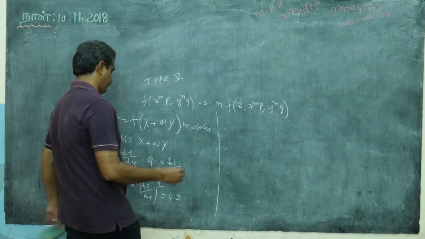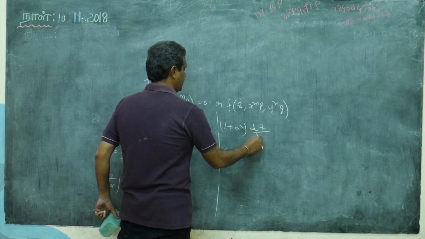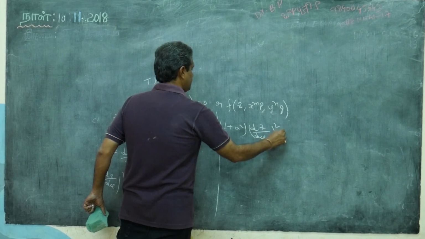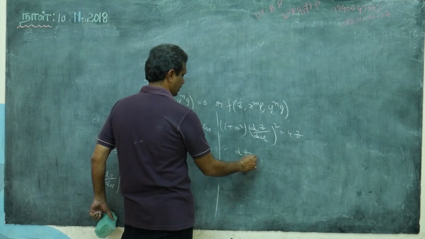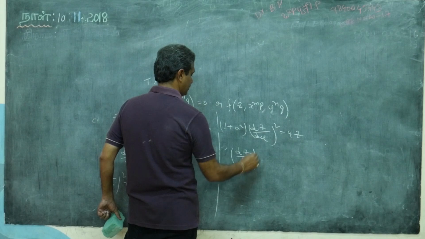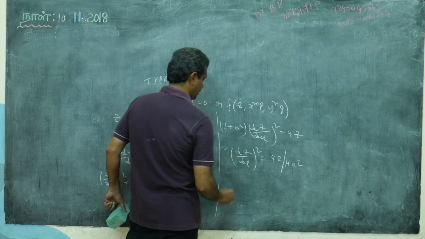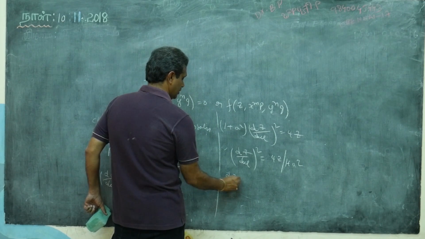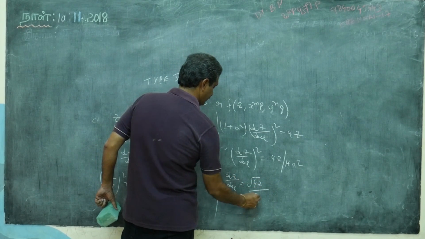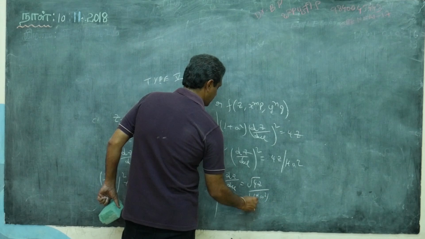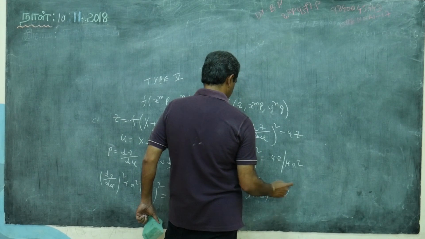What are you getting? 1 plus a square into dz by du whole square is equal to 4z. Then this becomes what? dz by du whole square is equal to 4z by 1 plus a square. Taking square root, what will you get? dz by du is equal to root of 4z by root of 1 plus a square. Now this implies what? Root 4z means 2 root z.